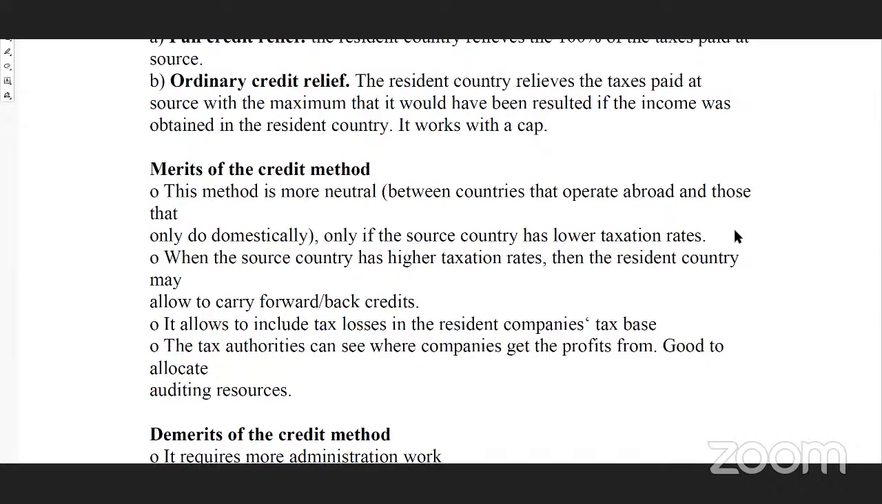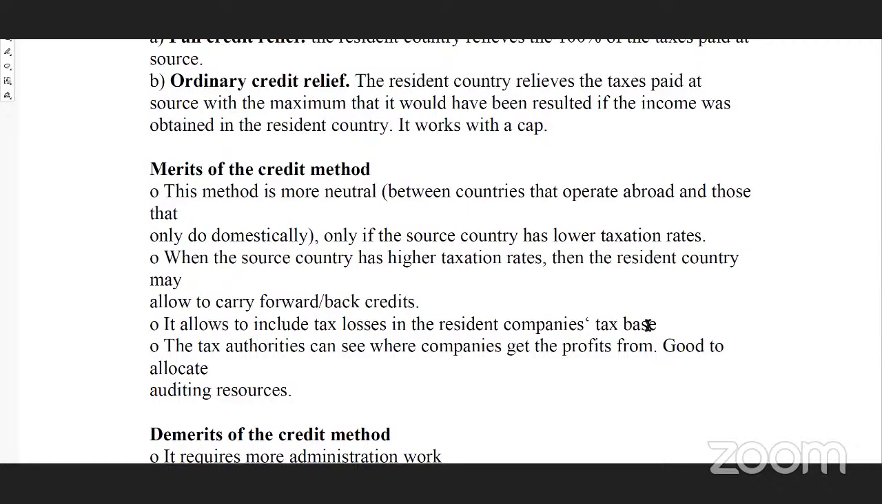Lower taxation rates, it is better because you end up getting spared of the property tax. When the source country has higher tax rates, then the resident country may allow you to carry forward or back the credit. Some countries do that, right? Where you can carry forward or carry back credit. In Ghana, we do relinquishment, okay? I'll come and show you, that's deduction.